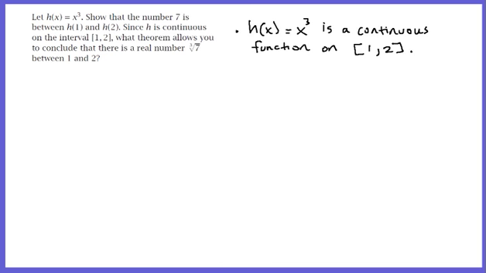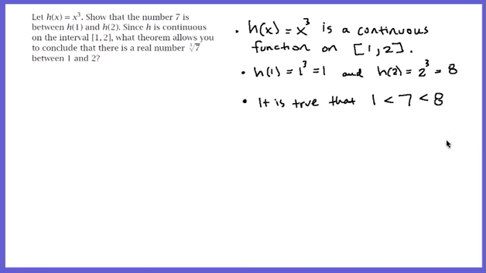The first thing that we do is make sure that we state that h of x equals x cubed is a continuous function. I know that this is a cubic function, it's continuous for all real numbers x, so it is also continuous on this closed interval between x is 1 and x is 2. I know that h of 1 is equal to 1 and h of 2 is equal to 8. I also know that in terms of those y values, those are dependent values, that 7 is certainly between 1 and 8.